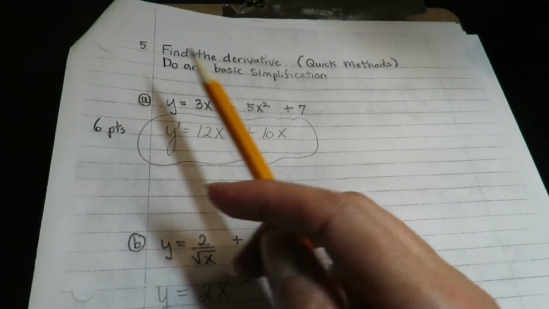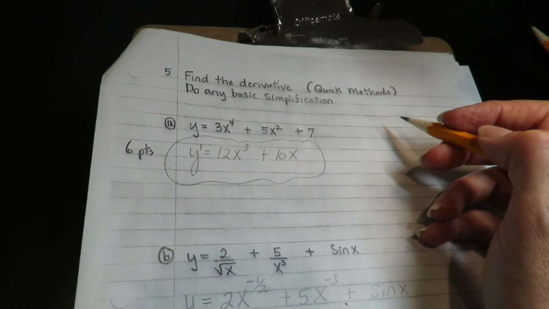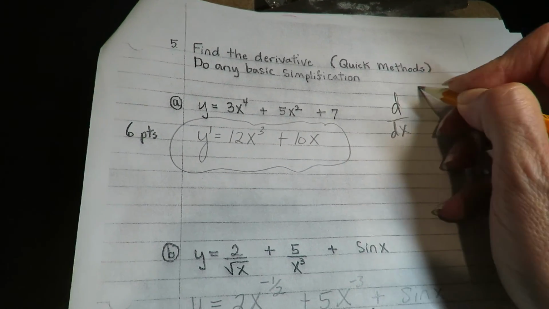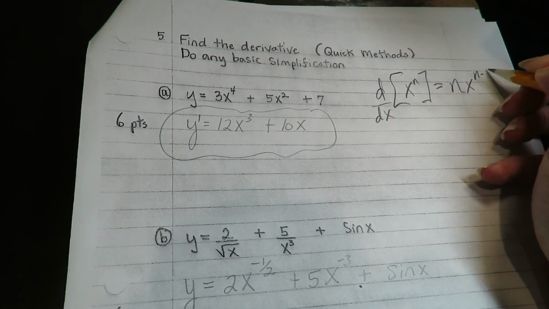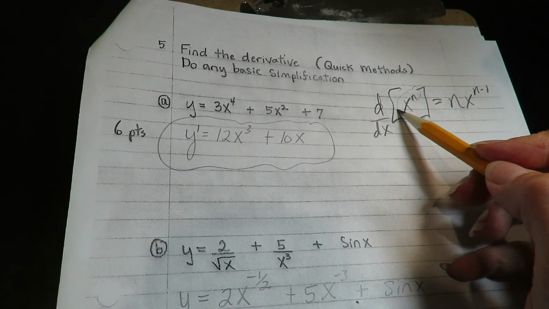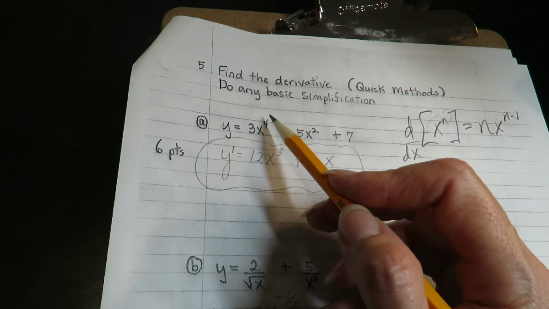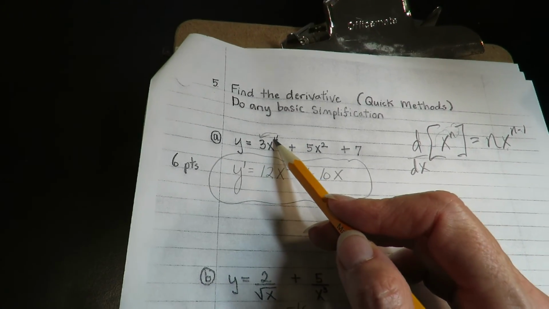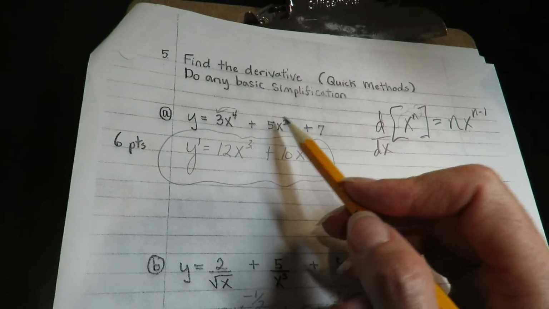So for number 5, I wanted you to find the derivative using the quick methods. By the quick methods, we're talking about things like the power rule. So the power rule, right, if you have x to the n, that's nx to the n minus 1. You bring the exponent down in front and you subtract 1 from the exponent. So for instance here, if you have 4, you bring 4 down in front, you multiply it times the 3, it's 12, and then you subtract 1 from the 4 to make a 3. That's the power rule.